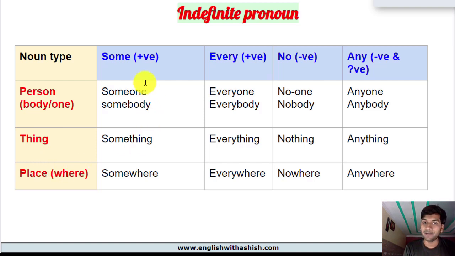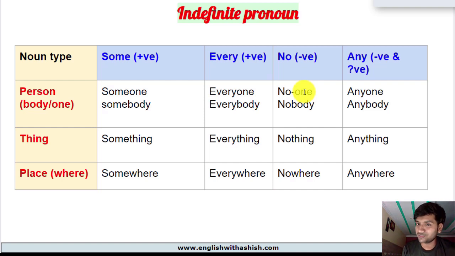Right. Now, all the pronouns formed using the prefix some are used in a positive sentence, right? So someone, somebody, something, somewhere, these are used in a positive sentence. Now all the singular pronouns formed using the prefix every are also used in a positive sentence. Everyone or everybody, everything, everywhere, right?